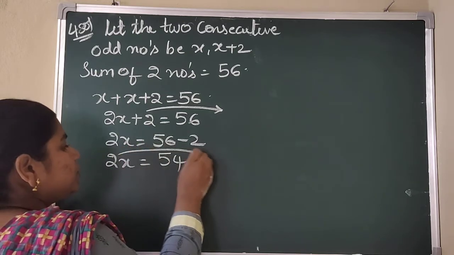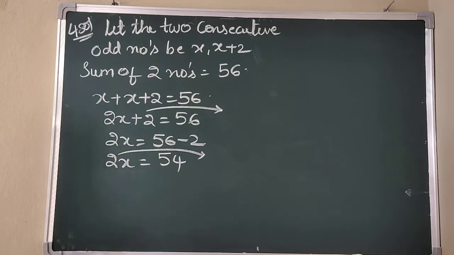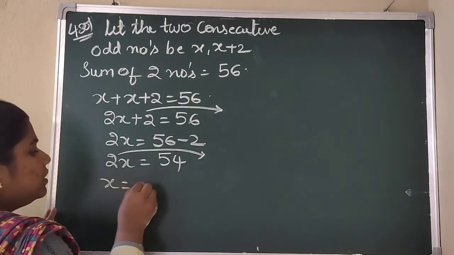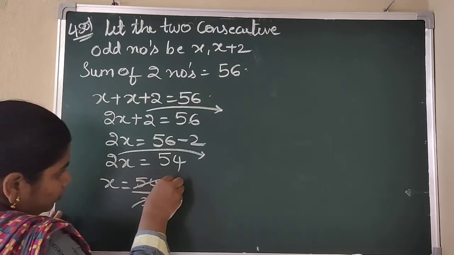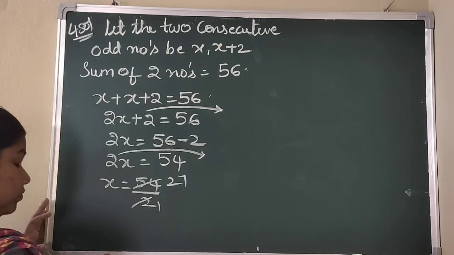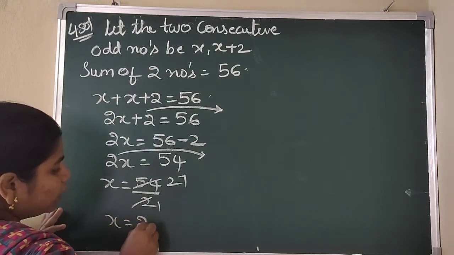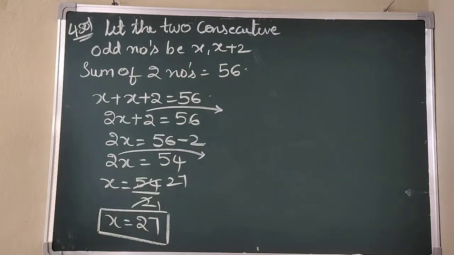If you transpose this 2 to the other side, that will be converted to division. So x is equal to 54 by 2. 2 ones are 2, 2 sevens are 14, so 27. So x value is how much now? 27. Now we have to find the y.